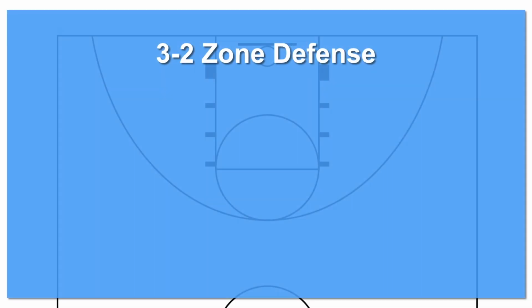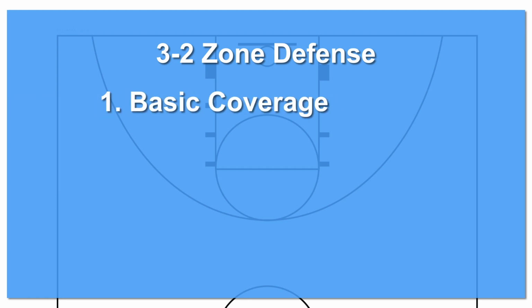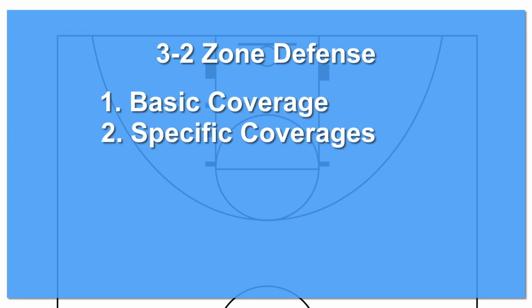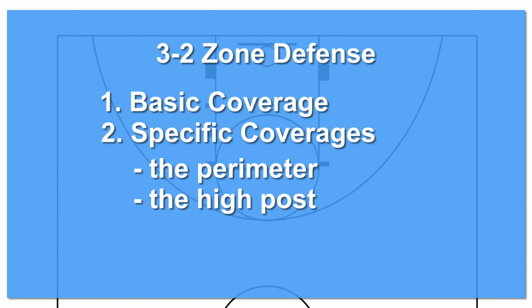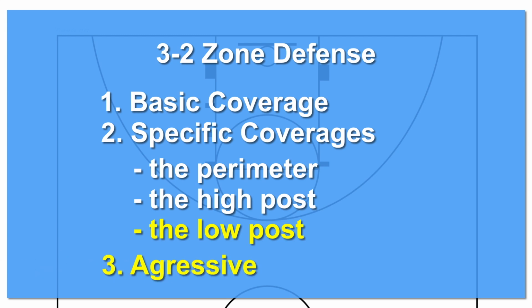So in part 1 of this 2-part series, we covered the basic 2-3 zone coverage areas, specific coverage areas in the 2-3 zone, and how to defend the perimeter and the high post areas. We're now going to go over how to defend the low post area, and later on, how to run an aggressive or trapping 2-3 zone.